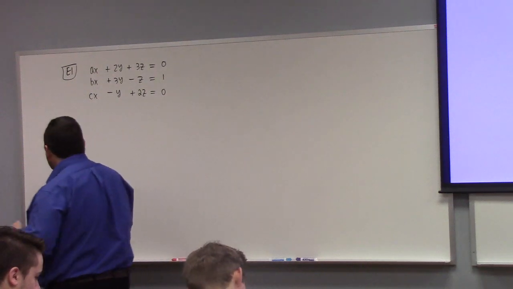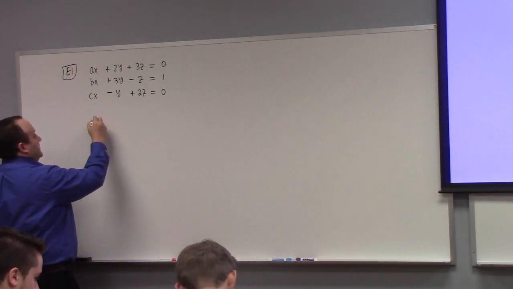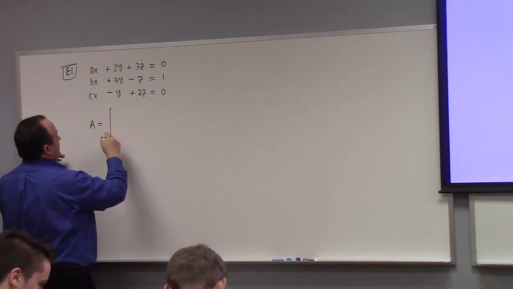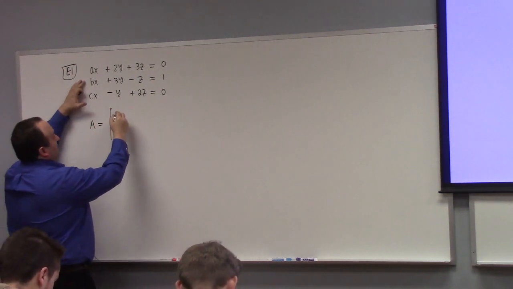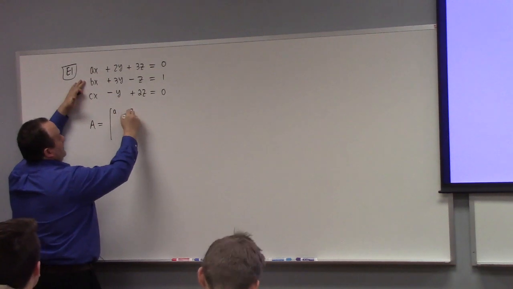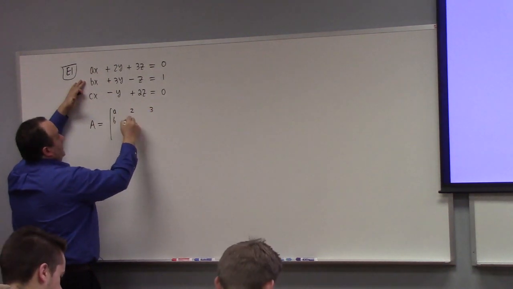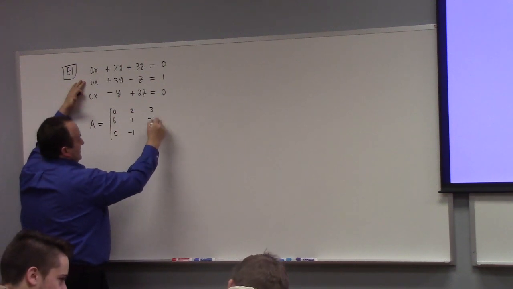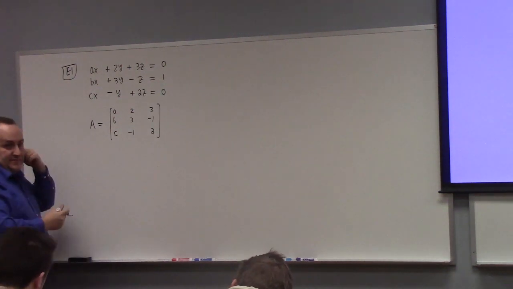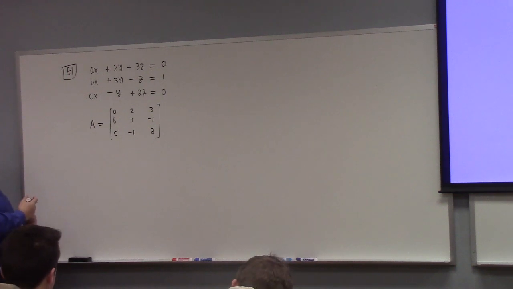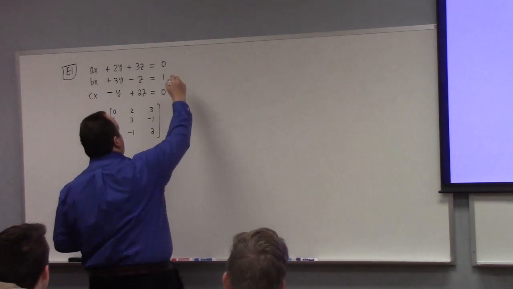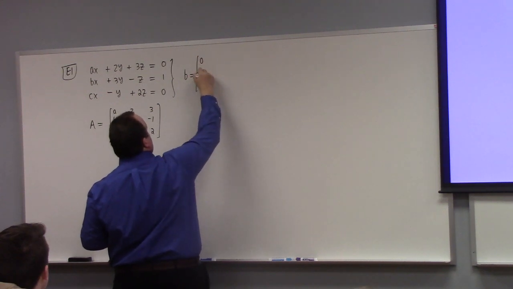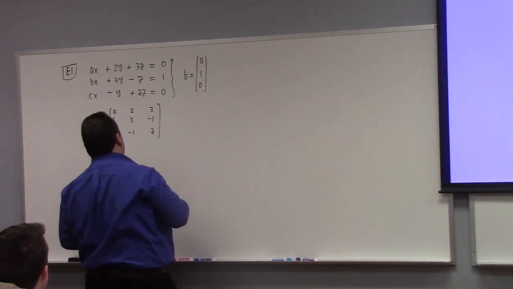All right? So my first order of business is to write down A. My coefficient matrix here would be what? a, 2, 3, b, 3, minus 1, c, minus 1, 2. That'd be my coefficient matrix, right? And then this guy right here, taken as a vector, gives me b as what? 0, 1, 0. That's my inhomogeneous term.